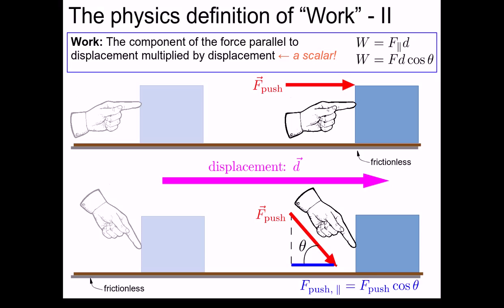This is the expression for work that will appear on your equation sheet and you'll probably use in most of your problems. So if I wanted to calculate the work for the bottom scenario, I would multiply the force of the push, the displacement of the block, and the cosine of the angle between the push and the displacement.